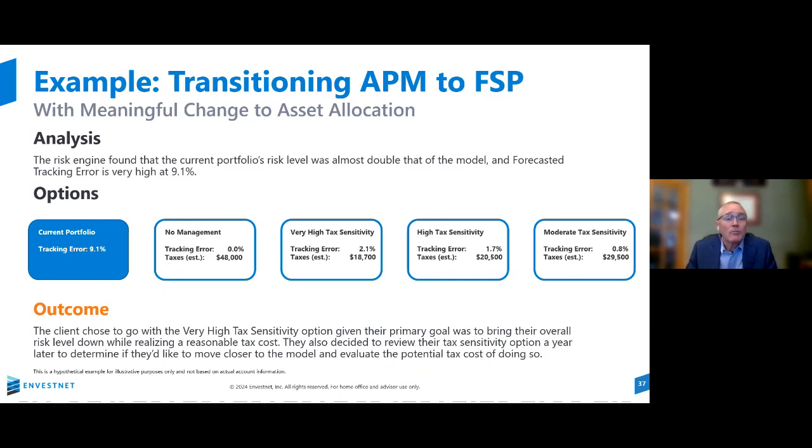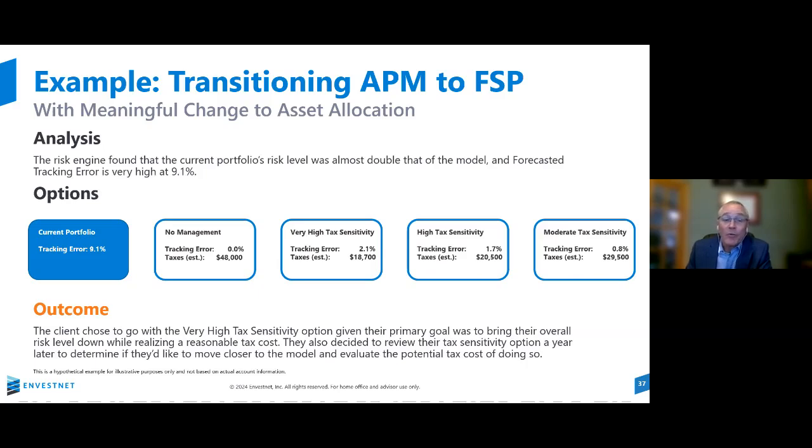In this case, the current portfolio's tracking error is a bit higher, 9%. That's because it's 97% equities and it needs to go down to that 60-40 split. And if you don't apply any tax management, you'll have a $48,000 tax bill. And then again, the three illustrations of very high, high, and moderate sensitivity and the corresponding tax bills associated with each.